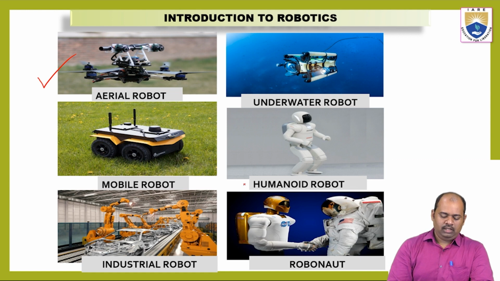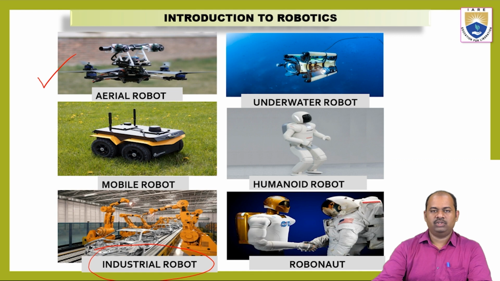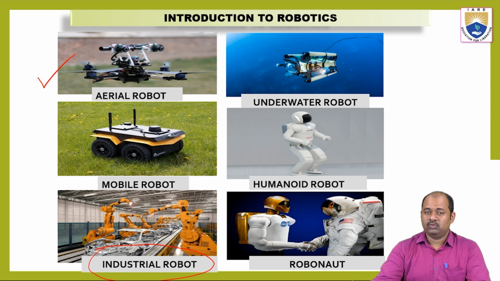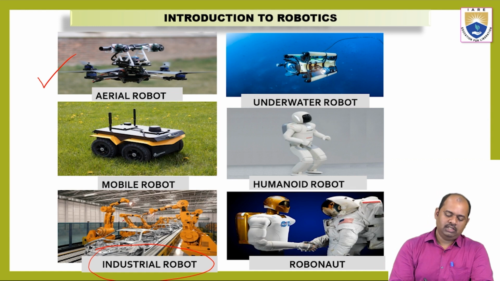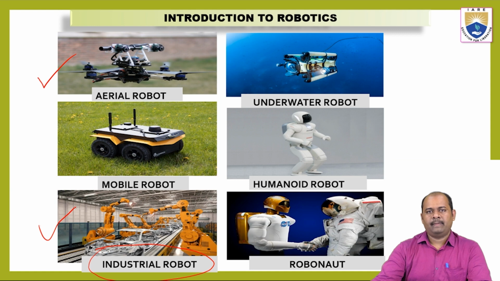Okay, and then industrial robots. Industrial robots are the robots which are used in industries for manufacturing or they can be used in assembly lines, because we are studying a subject related to elements of mechanical engineering. We will study these industrial robots in our course.